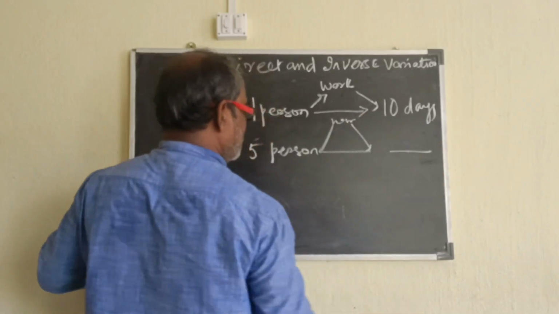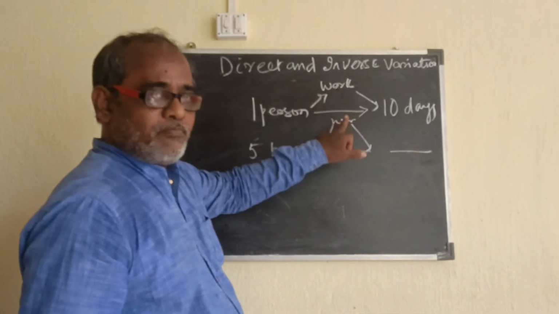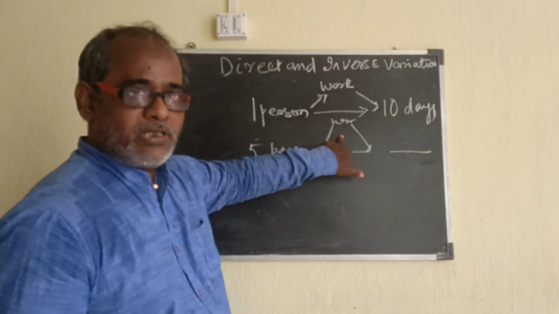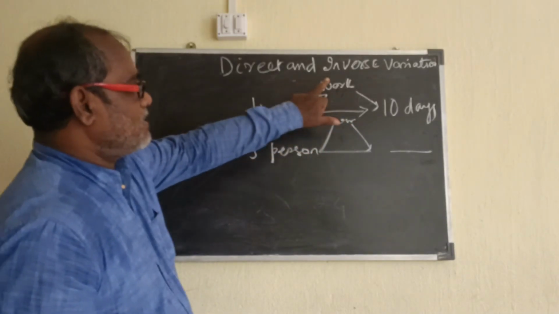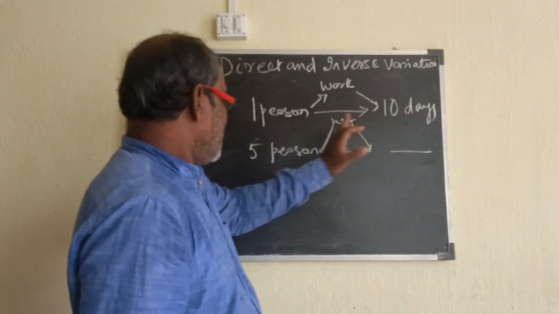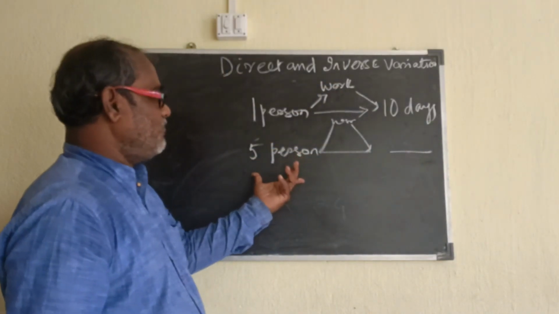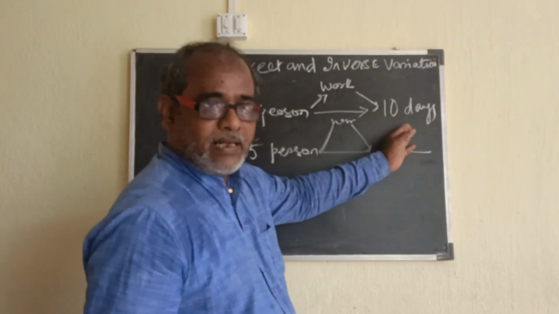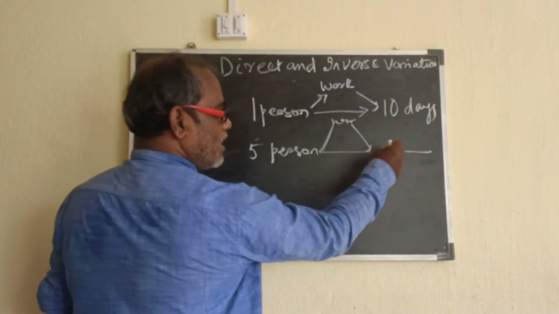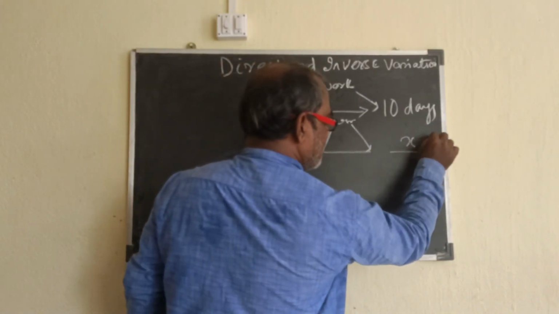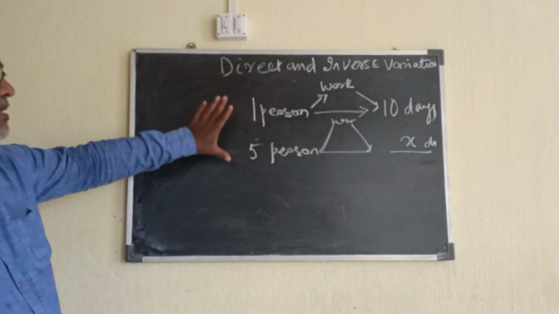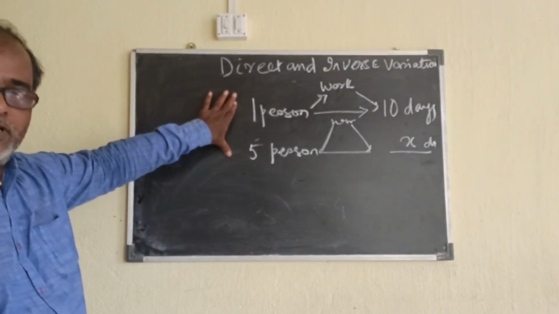in how many days? See here, the work is the same, the work is constant. Now one person does this work in 10 days. 5 persons will do the same work in how many days? Naturally the 5 persons will do the work in fewer than 10 days. Let us take x days here. Then simply this question is of inverse variation.